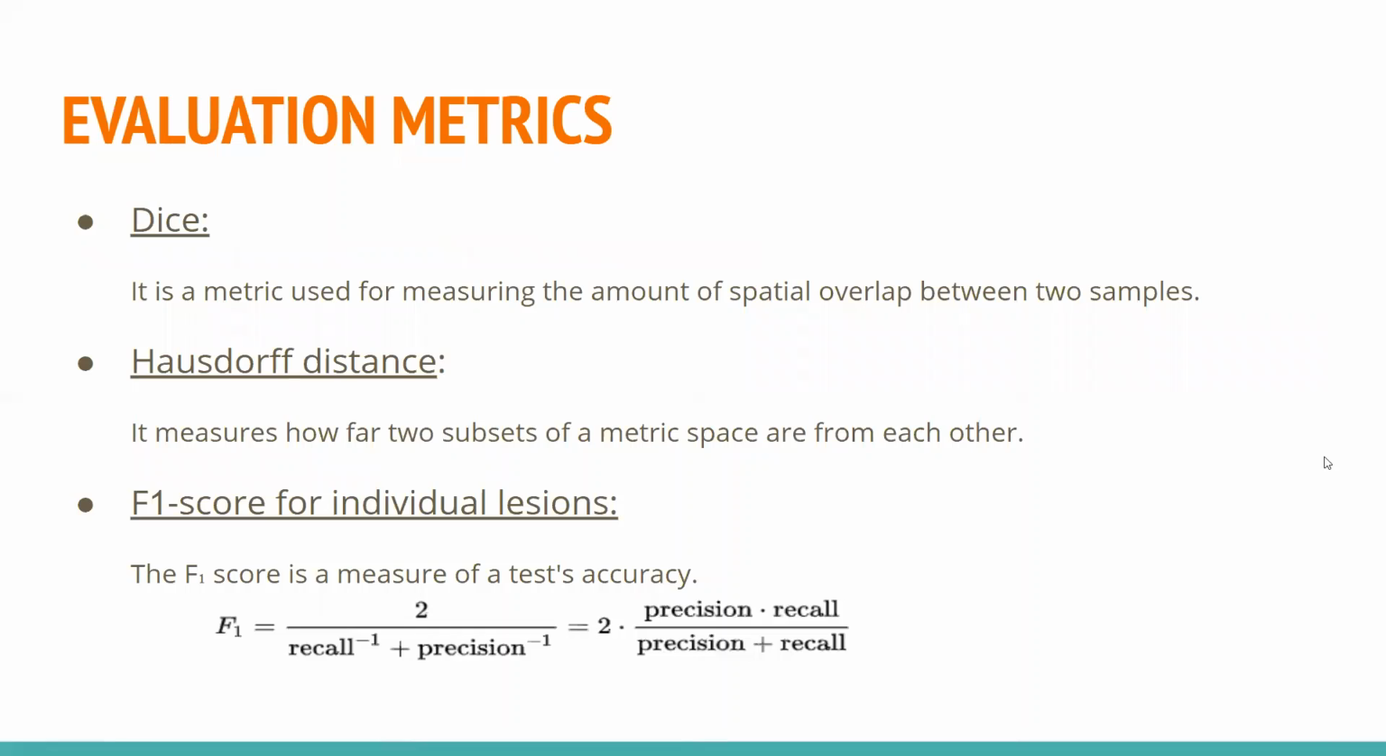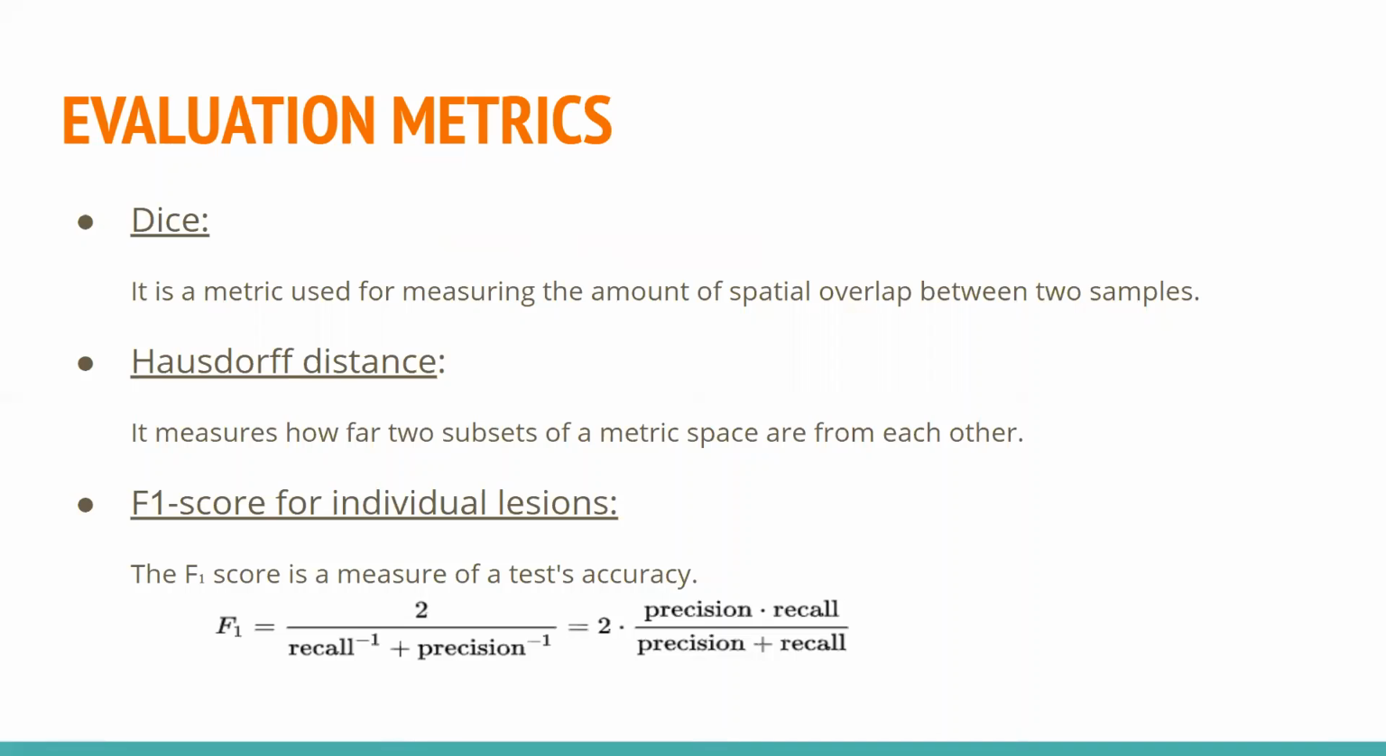So the evaluation metrics used in this challenge are DICE, Hausdorff distance and F1 score for individual lesions. DICE is a metric used for measuring the amount of spatial overlap between 2 samples, whereas Hausdorff distance measures how far the 2 subsets of a metric space are from each other.